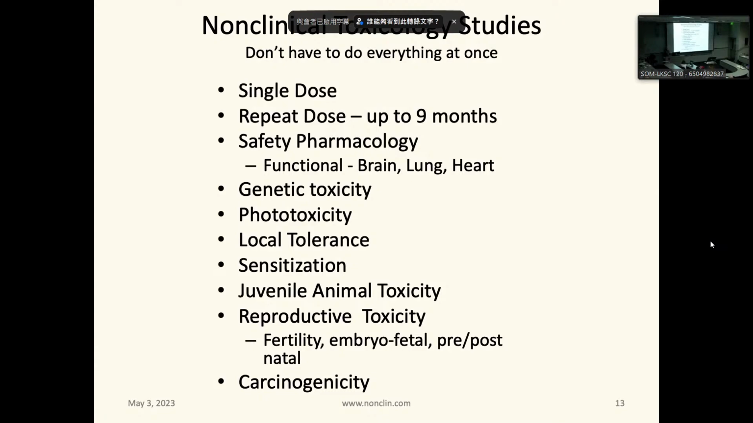There are a battery of safety pharmacology studies. This battery used to be quite a bit longer. When I started, we called it secondary pharmacology. We almost looked at every organ system in the functional system in the body as part of development. But these days we focus on just the brain, the lung, and the heart. Genetic toxicity testing, phototoxicity, depending upon the population that you're ultimately going into, maybe juvenile animal work, reproductive tox studies, particularly when women of childbearing potential are involved.